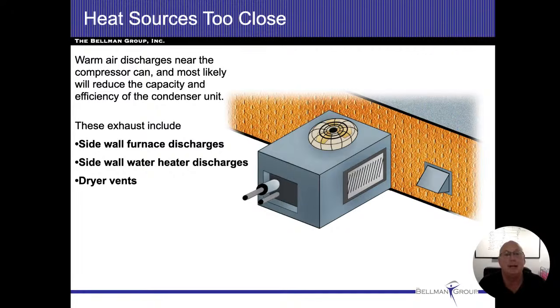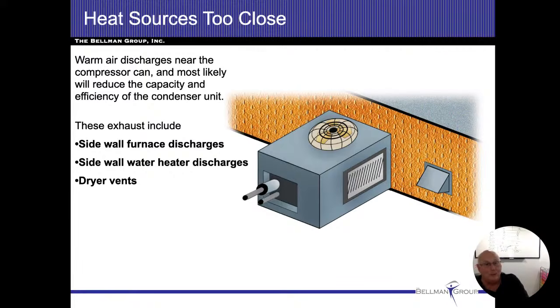It should be off to the side somewhere. Water heater discharges or sidewall water heater discharges. Now that will operate when the air conditioning is operating. And remember, we're trying to discharge heat. So if we have hot air that's blowing on top of it, that just makes it more difficult to discharge the heat.